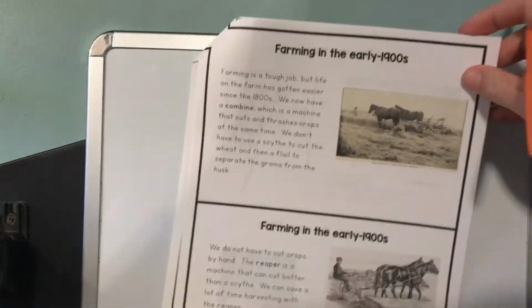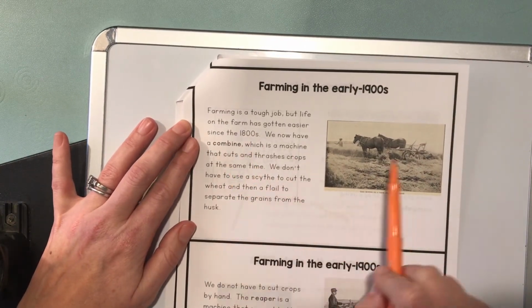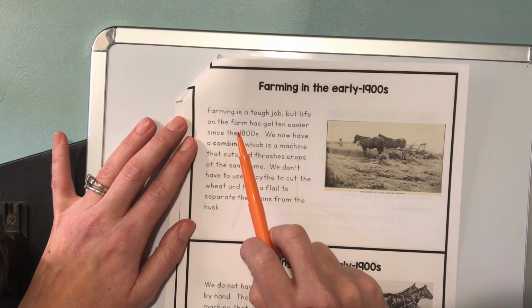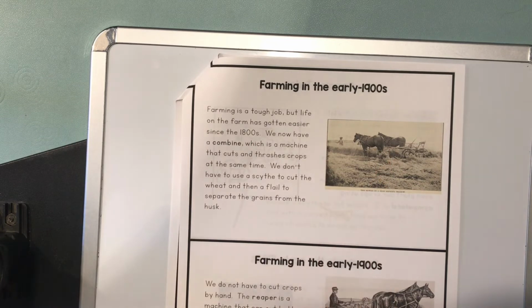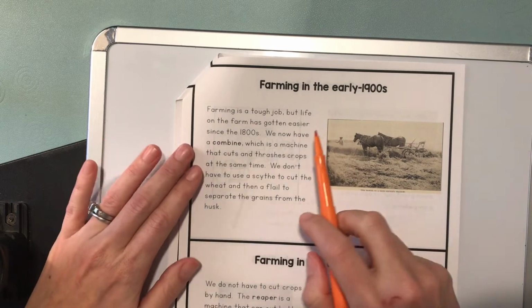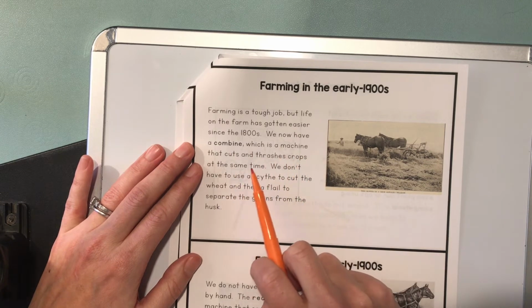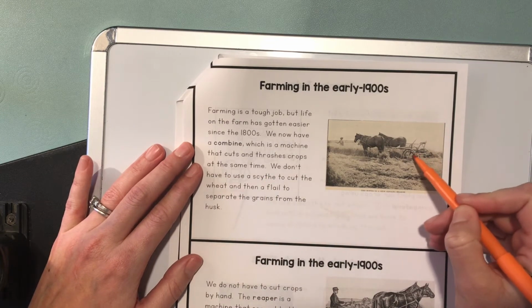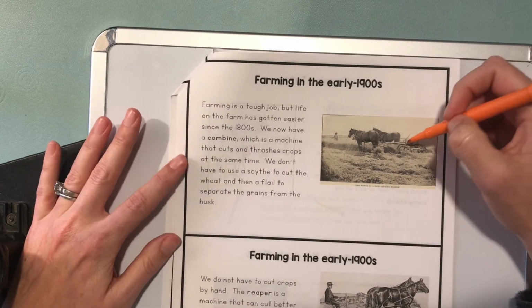All right. On to the early 1900s. So there's a picture of two horses. This is where I'm at. Farming is a tough job. But life on the farm has gotten easier since the 1800s. Okay, so now that time has passed, new inventions have come about, new tools for the farmers to use. Let's find out which kind. We now have a combine, which is a machine that cuts and threshes crops at the same time. So now they've created this machine that cuts and threshes the crops. So it makes it even easier.